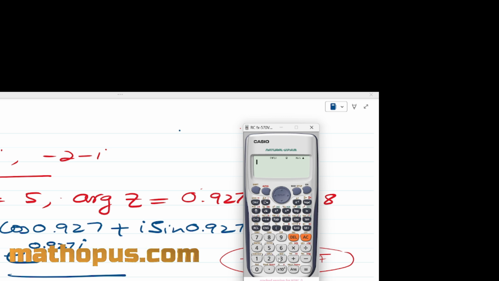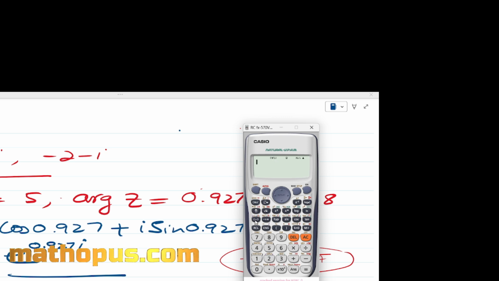Okay, now let's find out the square root using the calculator. For that matter, let's save this complex number 3 plus 4 iota. This ENG key will give us iota. Then shift and then the RCL key. This means we are going to store this value in some fixed memory. Which memory? You have options A, B, C, D, E. So I'm going to press A. So this number 3 plus 4 iota is stored in memory A.